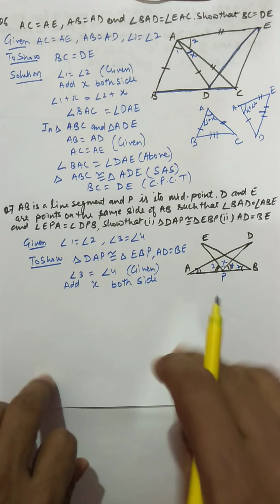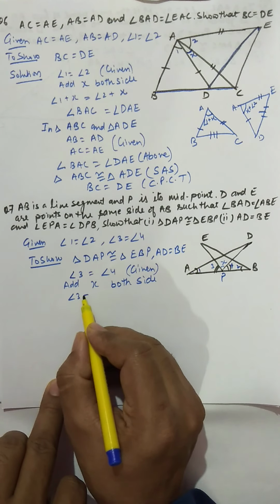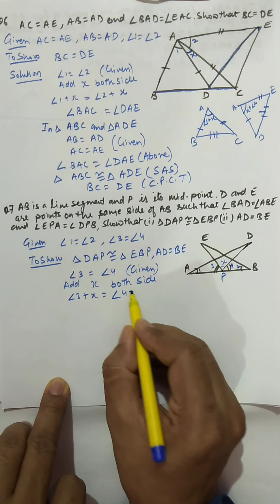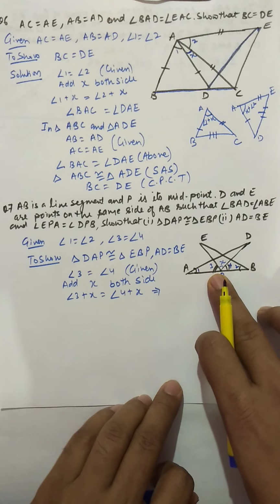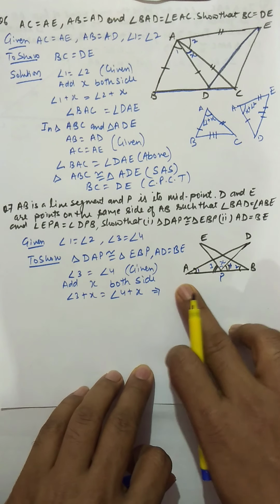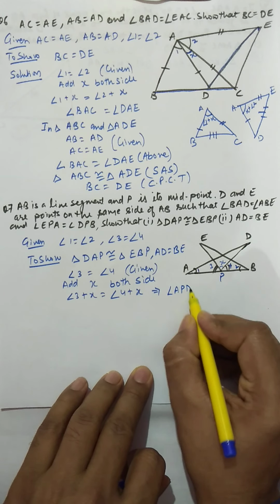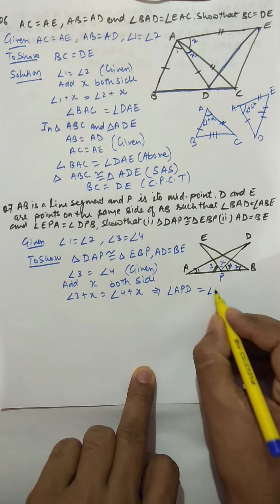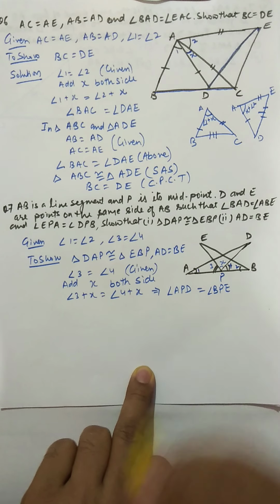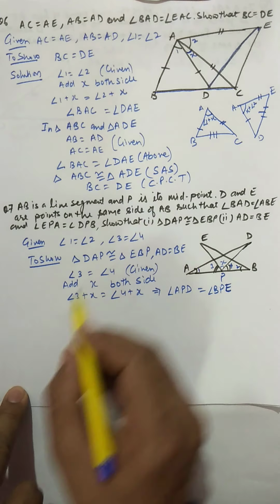Now you can add angle X both sides. So this will be 3 plus X equal to 4 plus X. So they will be equal. Now you can read this 3 plus X as angle APD, and this angle 4 plus X as angle BPE. That is going to play a very important role in proving the first result.